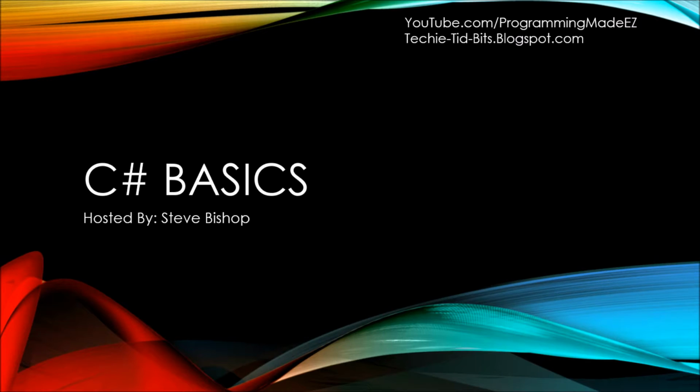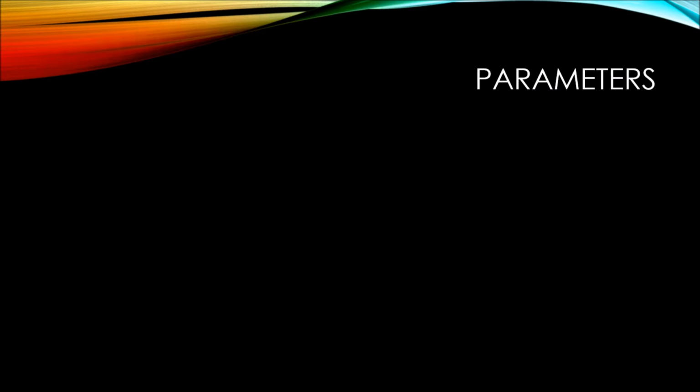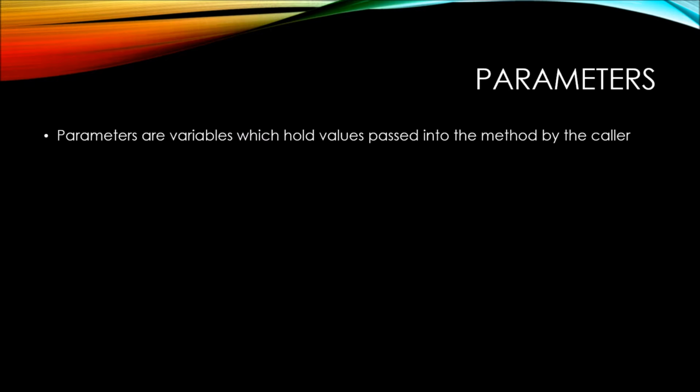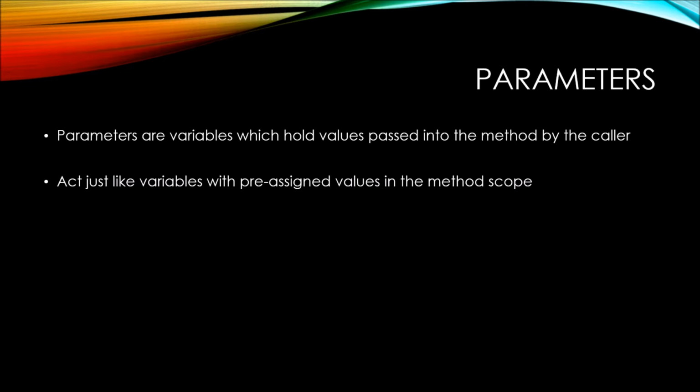In this video on C# Basics, let's take a closer look at parameters. Parameters are variables which hold values passed into the method by the caller. Parameters act just like variables do, with pre-assigned values in the method scope. Those values are passed on to the method by the caller. So when the caller tries to call the method, the caller needs to pass on what the values should be in those parameters.